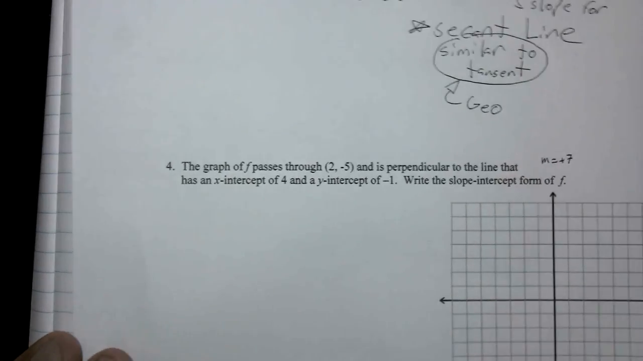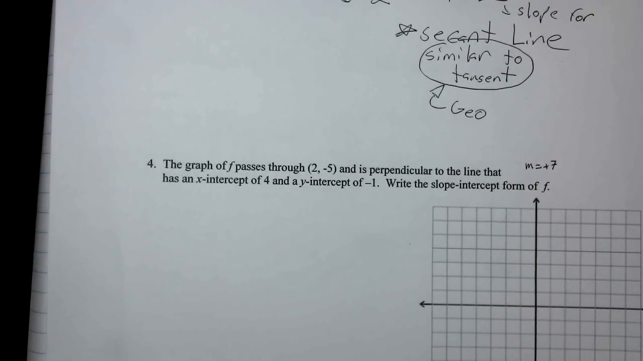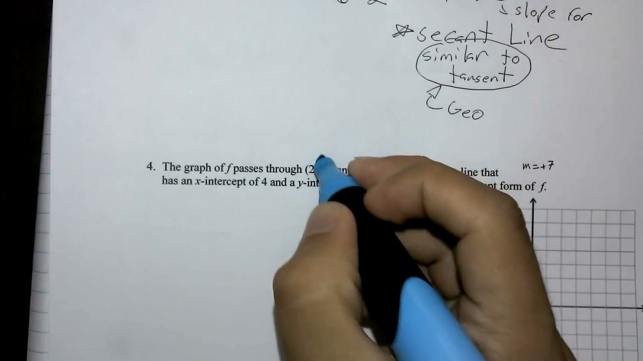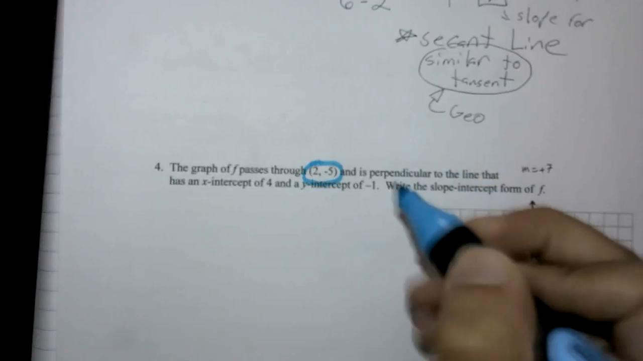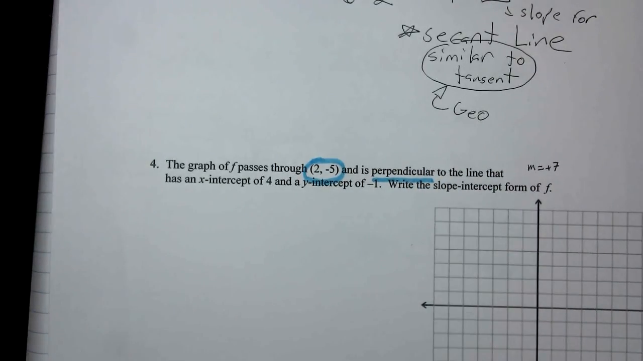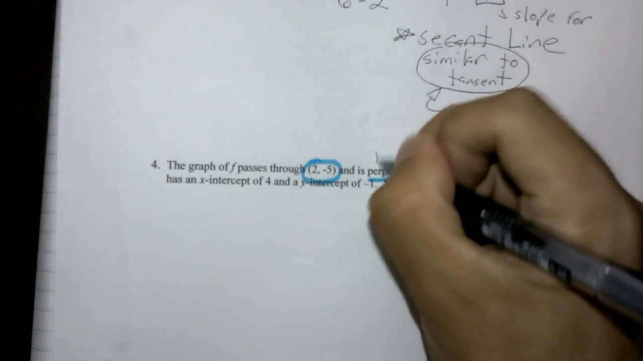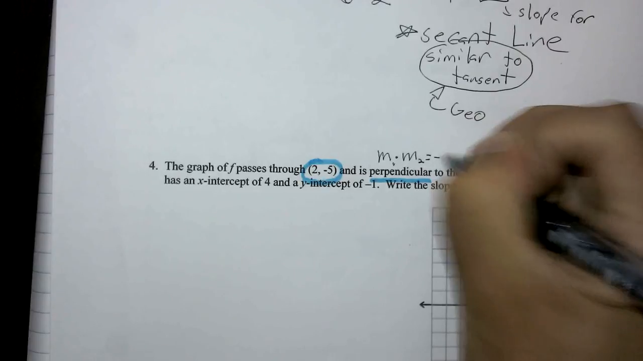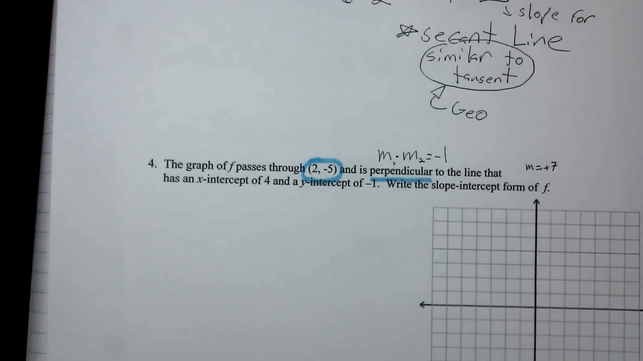For the second problem, this has a little bit more going on with graphing. So they give this graph of f, and it's passing through the point 2, -5. This is running perpendicular. So we know that the slope of those two lines is going to equal -1 when multiplied. There's an x-intercept of 4.